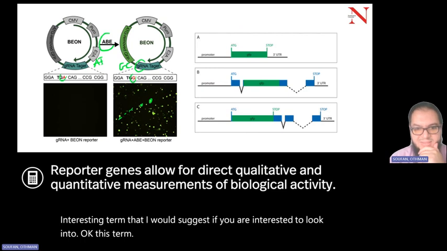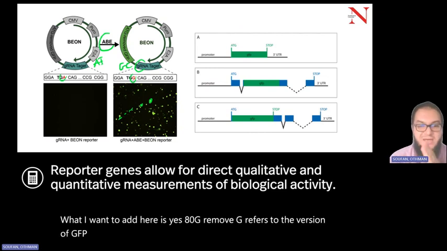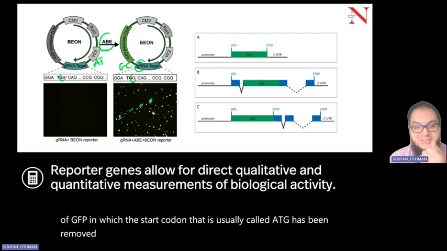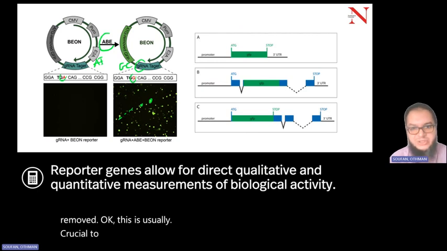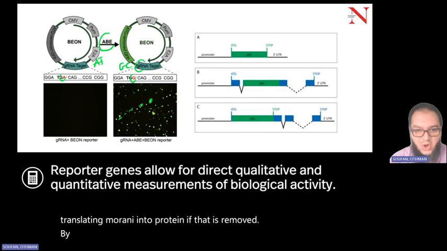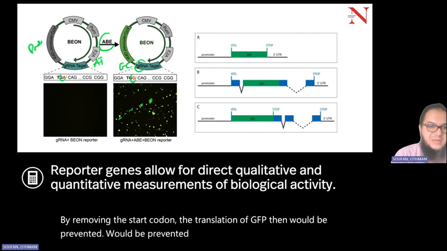What I want to add here is that ATG removed GFP refers to the version of GFP in which the start codon, usually called ATG, has been removed. This is usually crucial to initiate the expression of the sequence, translating mRNA into protein. If the start codon is removed, the translation of GFP would be prevented.